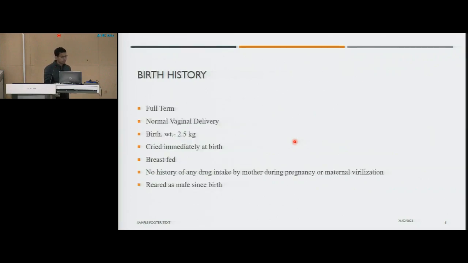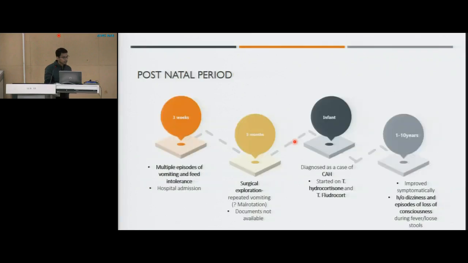The birth history goes like this: he was full term, normal vaginal delivery, birth weight 2.5 kgs, cried immediately after birth, breastfed, with no history of any drug intake by the mother during pregnancy or maternal virilization. Coming to the postnatal period, till 3 weeks of age he had multiple episodes of vomiting and feed intolerance, for which he was admitted to the hospital and given IV antibiotics and IV fluids. Till 5 months of age also he had these multiple episodes of vomiting and feed intolerance.